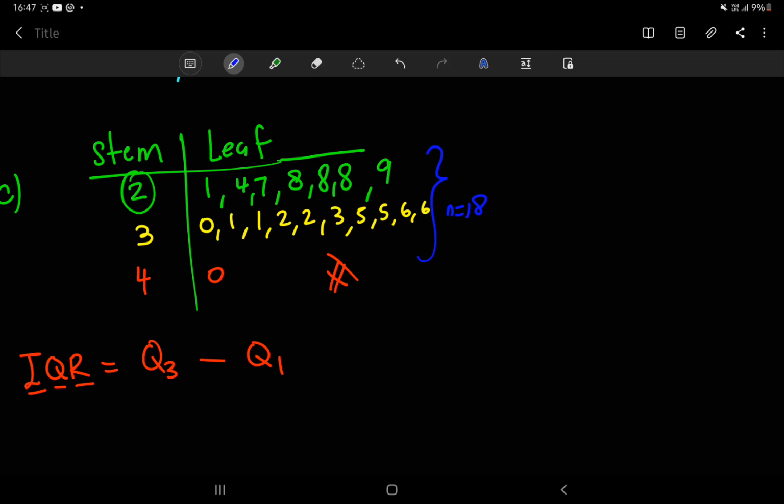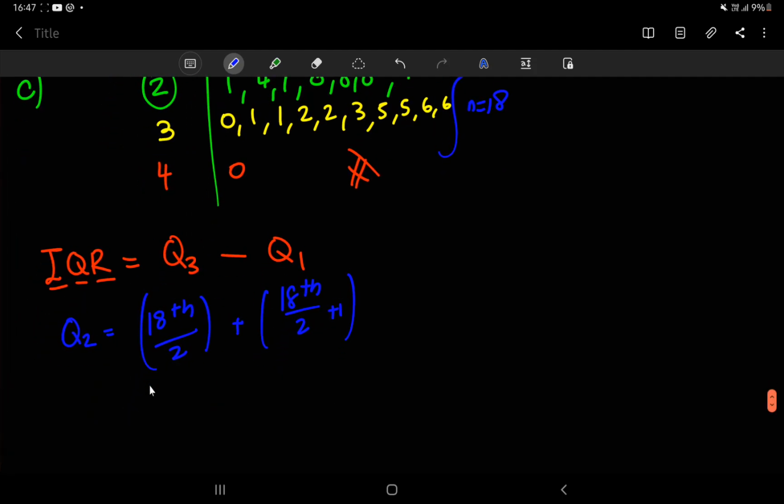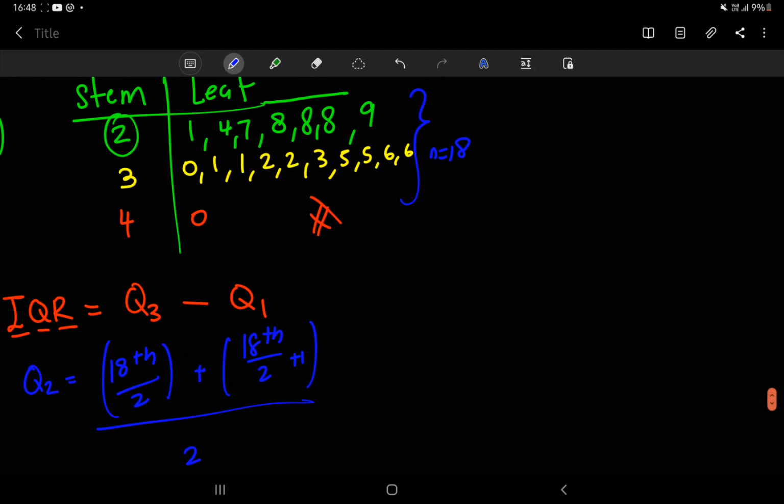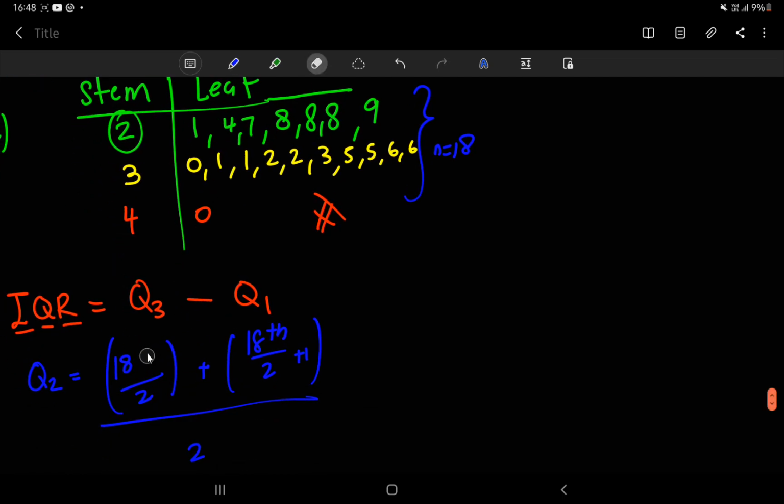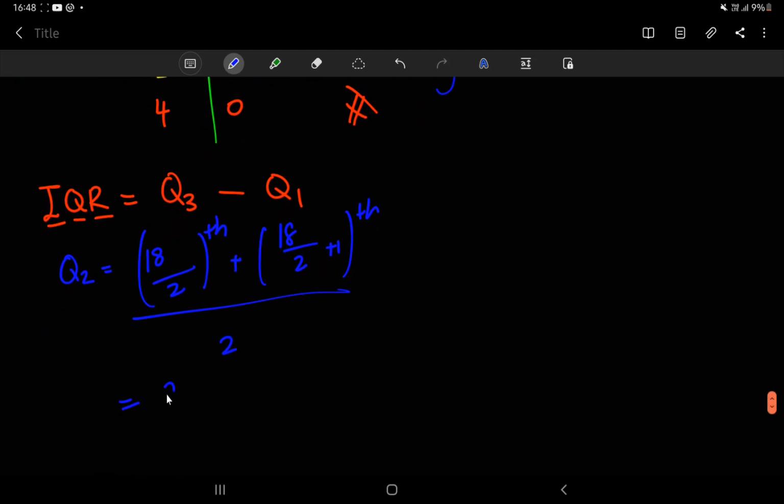First we need to determine our median. The median is located at the middle of the data, which is 18 divided by 2. So the median is the 18 divided by 2 position plus the 18 divided by 2 plus 1 position, divided by 2. 18 divided by 2 is 9, so the 9th position plus the 10th position divided by 2.